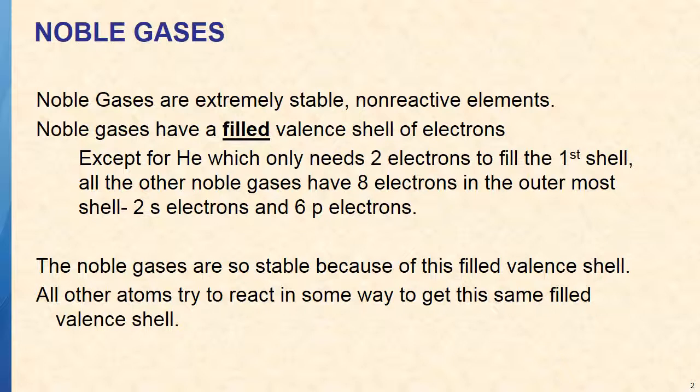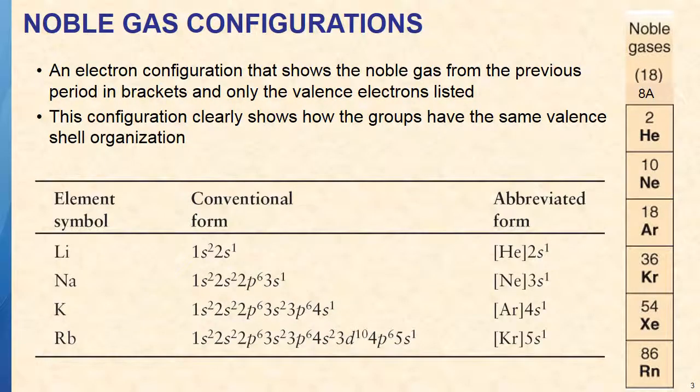So all the other atoms try to react in some way to get the same filled valence shell. All the other elements, atoms, are very reactive to different extents because they want to try to have this filled valence shell. Okay, so just a little bit of a review from Unit 4.